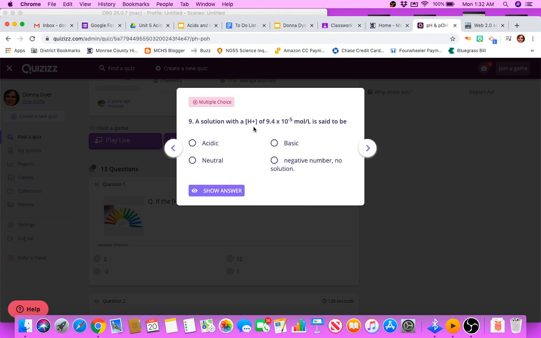A solution with a hydrogen ion concentration of 9.4 times 10 to the minus 5 is said to be, well, is it acidic, neutral, basic, or a negative number? Well, how do we know what the pH is? In order to know if it's acidic, neutral, or basic, we have to determine the pH. We do negative log of the hydrogen ion concentration. So we need to do negative log of 9.4 times 10 to the minus 5.